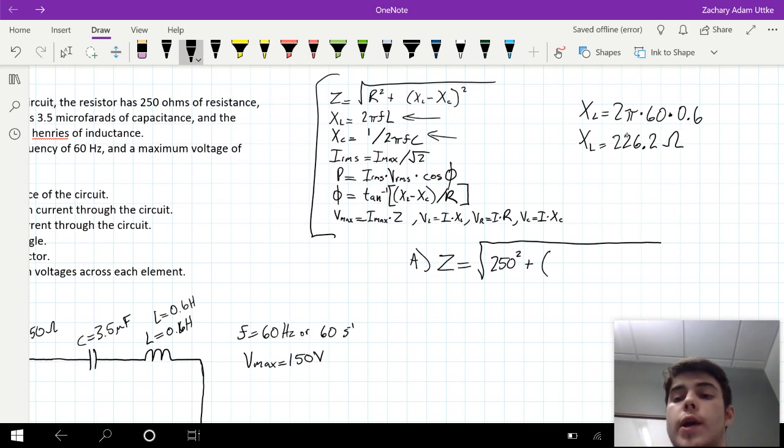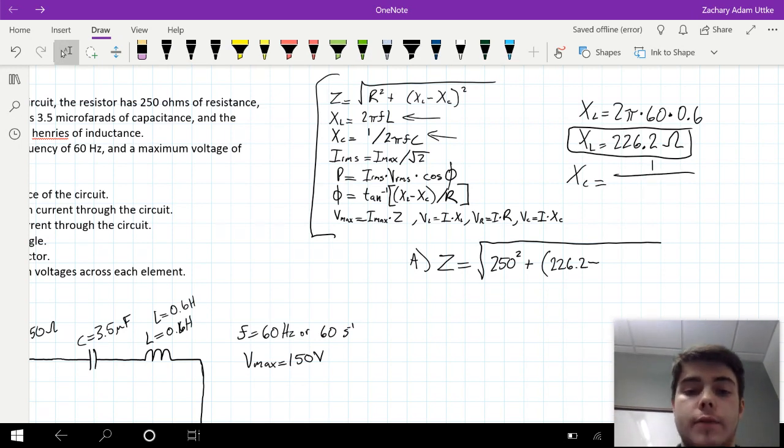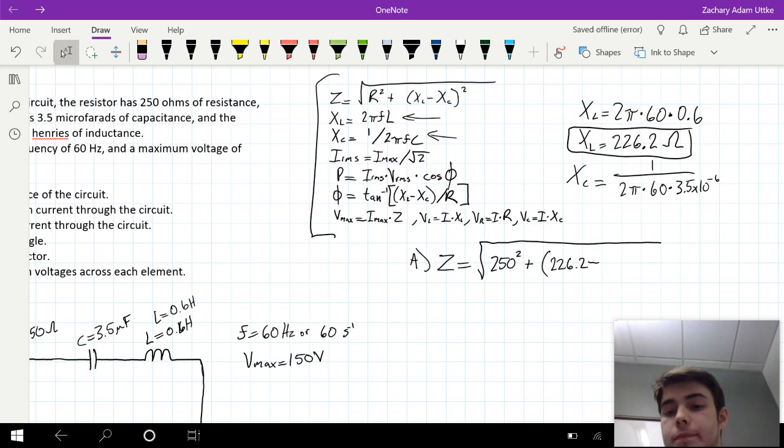And this is the reactance, so it's measured in ohms. 226.2 minus whatever XC is. So XC equals 1 divided by, and this is kind of an easy mistake to make, make sure you do 1 divided by 2 pi times 60 times 3.5 times 10 to the negative 6. Okay, so let's see what our value for that is.